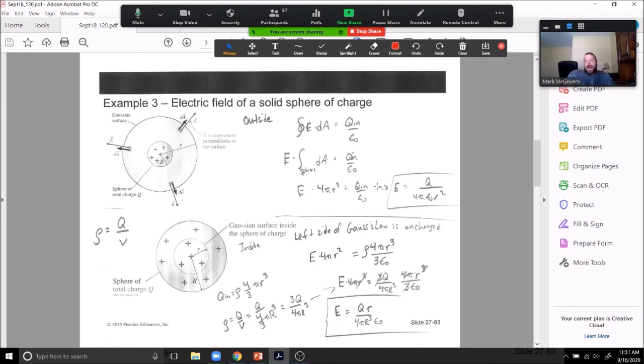And that's what's called a boundary condition. That's a way you can check your answers. The electric field has to be continuous here. So that means when you evaluate both of these expressions at capital R, they have to match. If they don't match, something's not right.